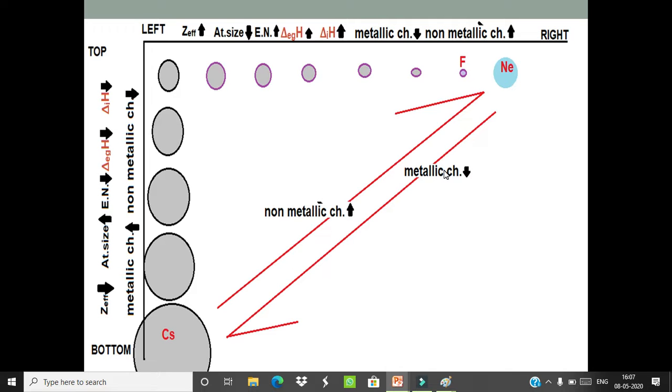Why? Because if you move from fluorine to cesium, then Z effective decreases and atomic size increases. Because of that, it is very easy to lose an electron, due to which metallic character increases.